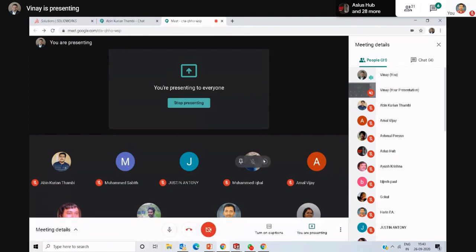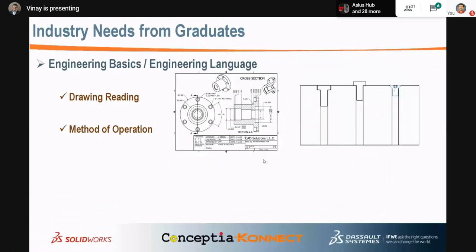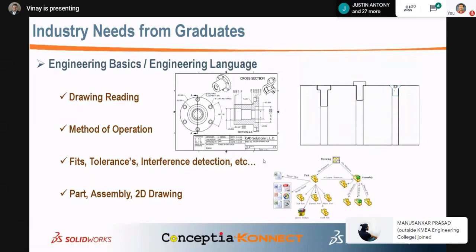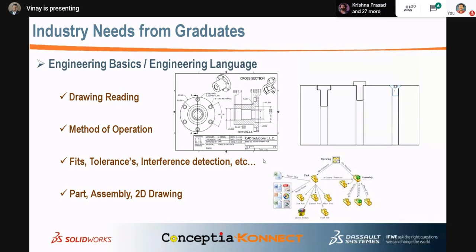You have to be ready for that. So you have to learn what is fit, tolerances, interference detection, part assembly and 2D drawing. What is a sub-assembly? How many levels of sub-assemblies will there be? Okay, this is what you have to learn first of all before going to the industry.